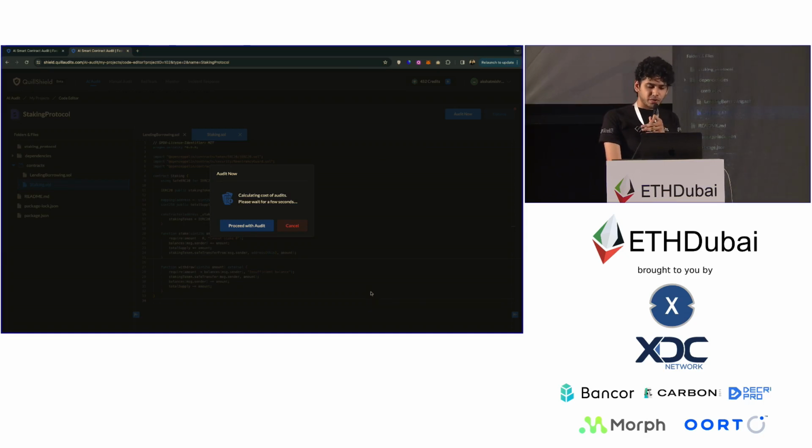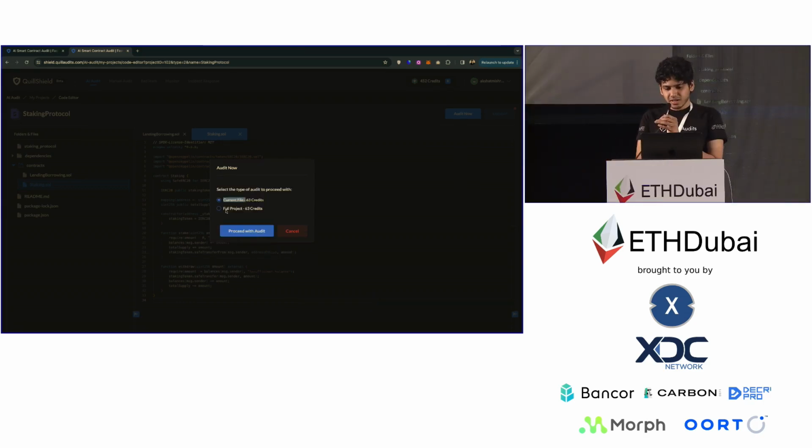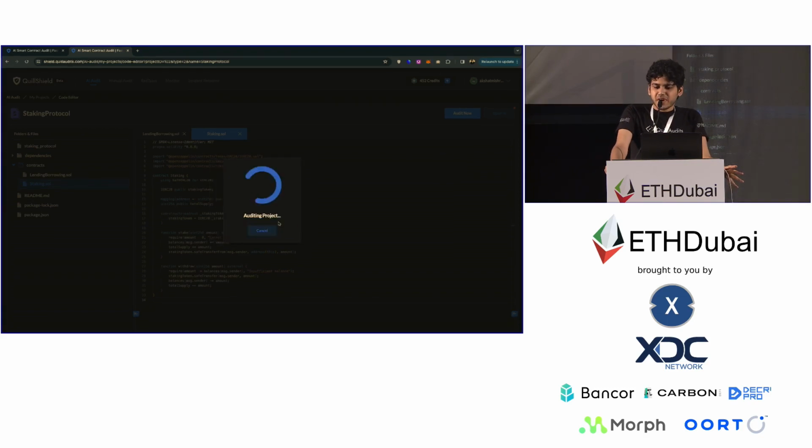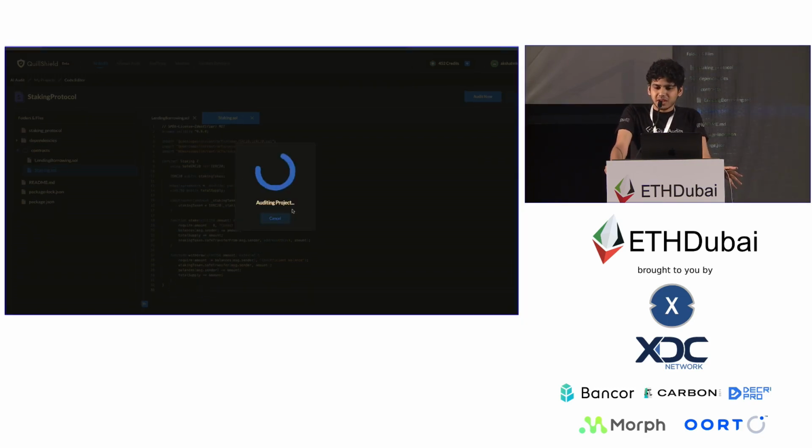There are 2 types of audits that you can perform on the platform. If you can see, this will audit the current file if I select it. Or if you want to go for the full project audit, this is the option you have to select. Since it's costing me the same, I'm just going to go for the full project audit here and click Proceed. It's going to take about 5 to 10 seconds, and in some time, you should have an audit report. Let's wait together. Okay, we do have something.